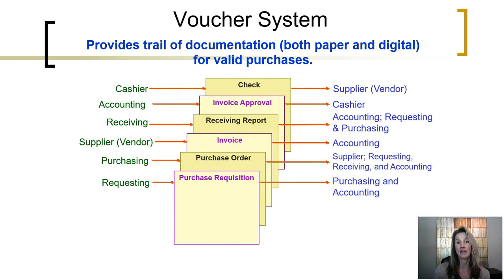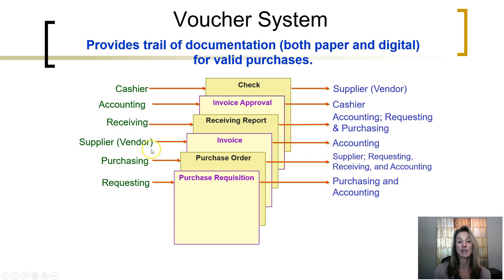So looking at a visual of a voucher system, we would see that when an initial purchase is begun, a purchase requisition or a request to make a purchase is created, and that is sent to the purchasing and accounting department. The purchasing department then seeks approval for that purchase, and once the approval is made, a purchase order is created. That purchase order goes to the supplier and the requesting, receiving, and accounting departments within the business.